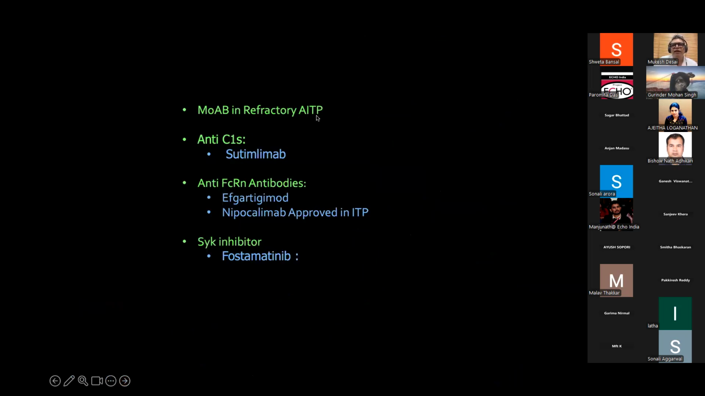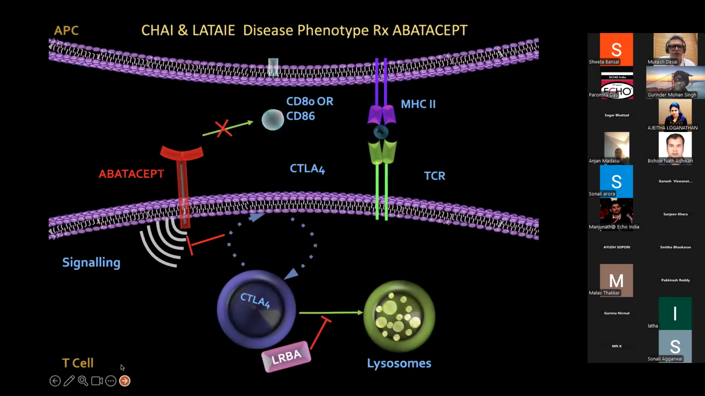So we have monoclonal antibodies in refractory AITP, as I told you. Anti-C1s, sutimlimab, for ITP has already been tried, and you have FcRn, then you have the SYK inhibitor fostamatinib, which has been tried in patients with autoimmune thrombocytopenia. So we talked about abatacept, which is very effective.